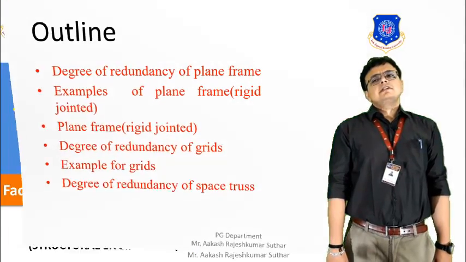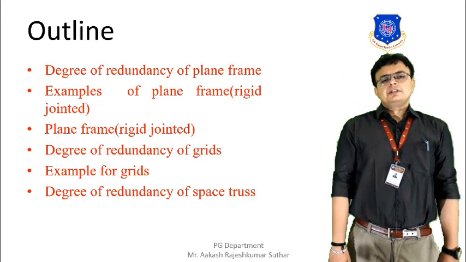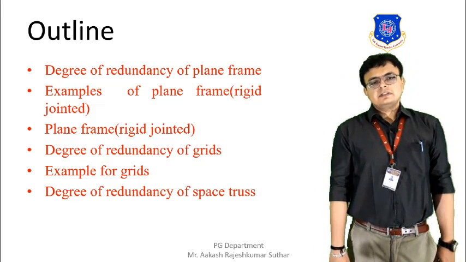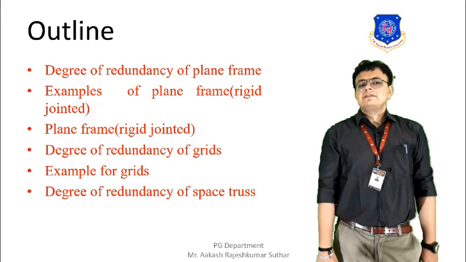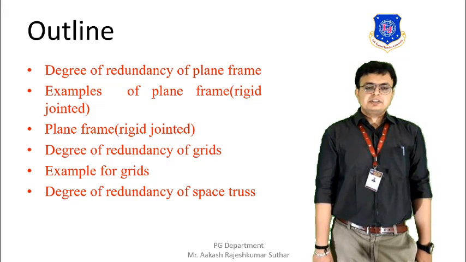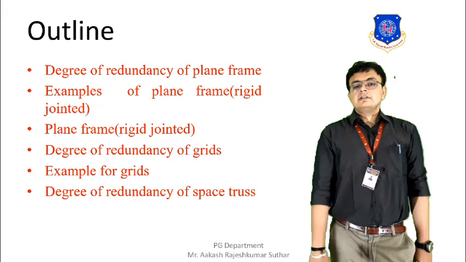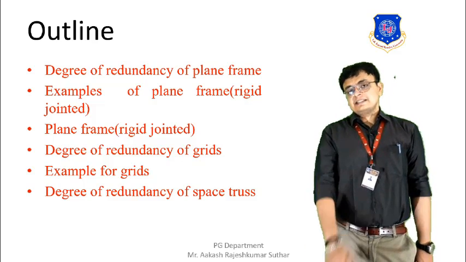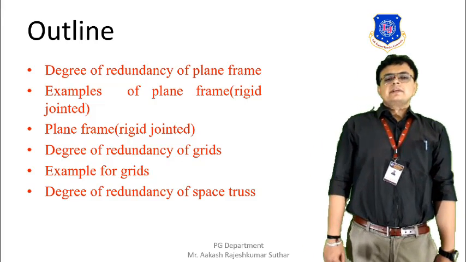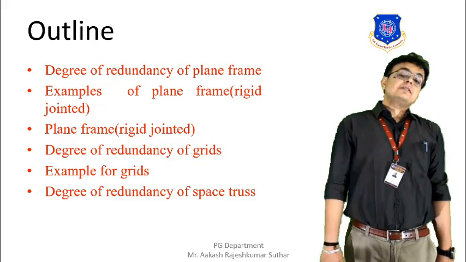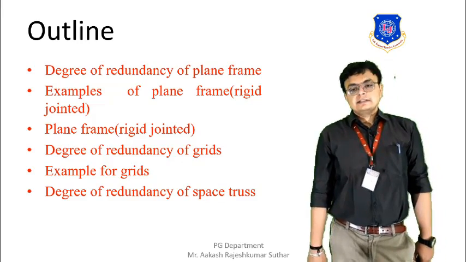So let's see what are all the topics that we are going to discuss in this session. Basically, we are going to discuss the degree of redundancy of a plane frame. At the same time, we are also going to discuss an example of a plane frame which is rigidly jointed. We are also going to discuss the degree of redundancy of grids, an example of a grid, and at the same time the degree of redundancy of a space truss will also be discussed. So these are all the contents that we are going to discuss in this session.